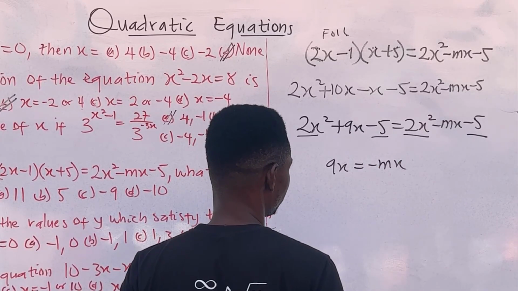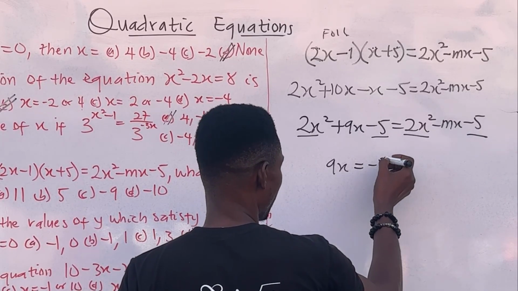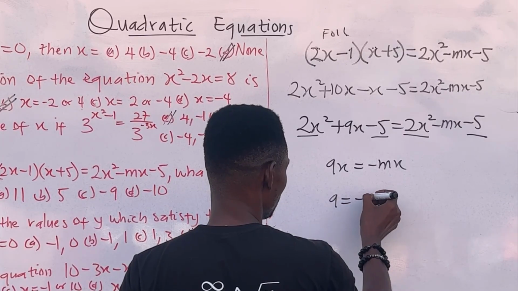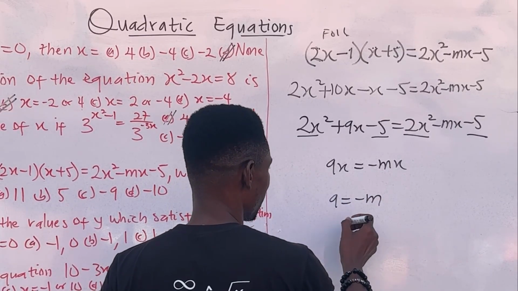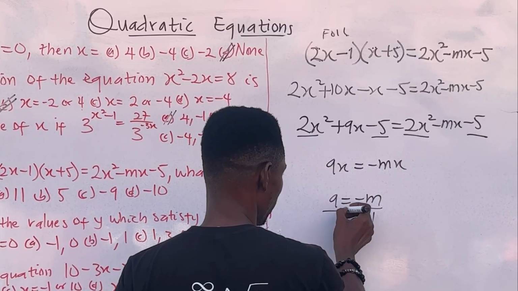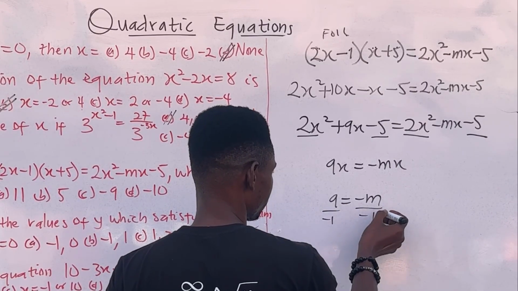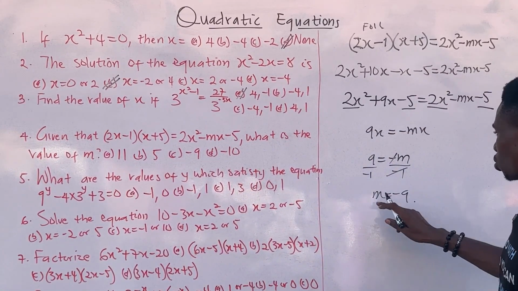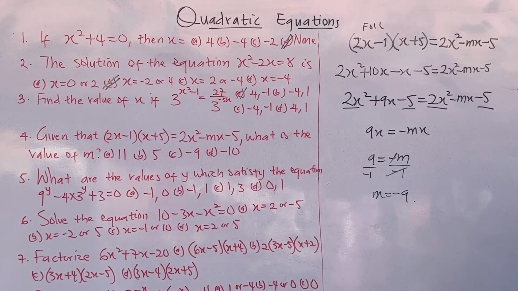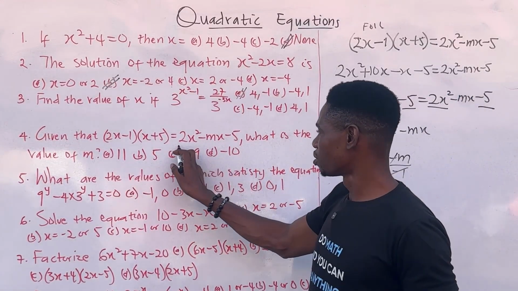So 9 equals minus m. That's 9 equals minus m. And if you divide both sides by minus 1, m equals minus 9. So our m is going to be negative 9. Correct answer, option C.